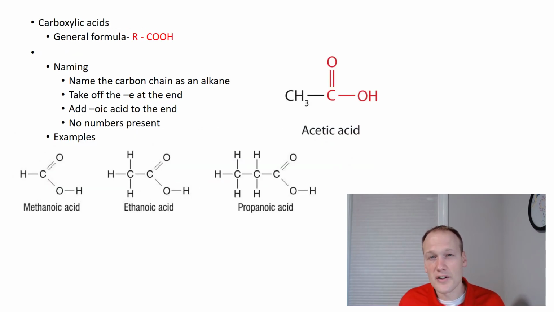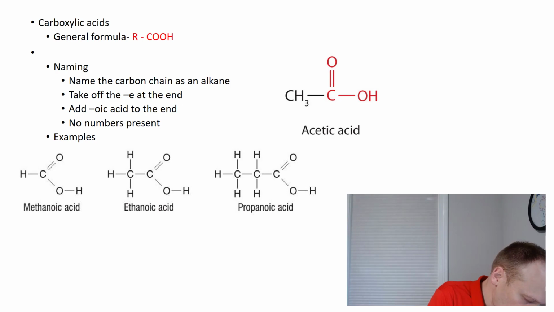The next type here are called carboxylic acids. This is 1 carbon double bonded to an oxygen and then single bonded to an OH group. The way we name these is to first name the alkane with that number of carbons. Then we take off the E and we add oic acid to the end.